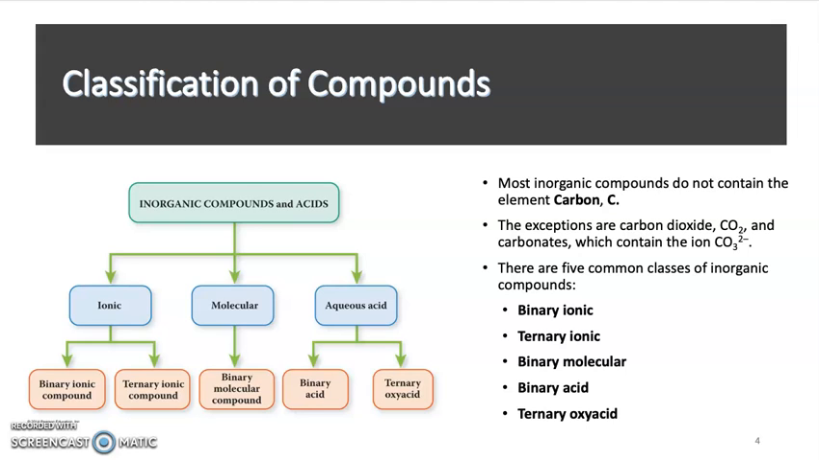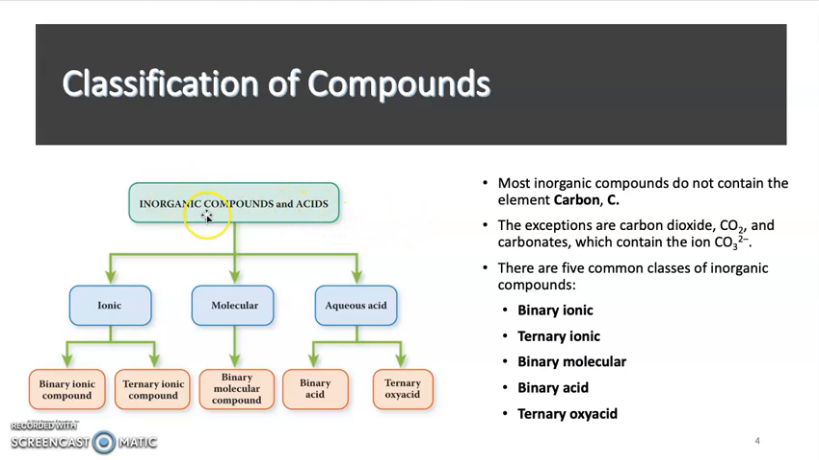Most inorganic compounds do not contain the element carbon, symbol C, with the exception of carbon dioxide, CO2, and the carbonate ion, which contains one carbon and three oxygens, with a charge of 2 minus. So when I talk about classification of compounds in this chapter, I only focus on inorganic compounds and acids.